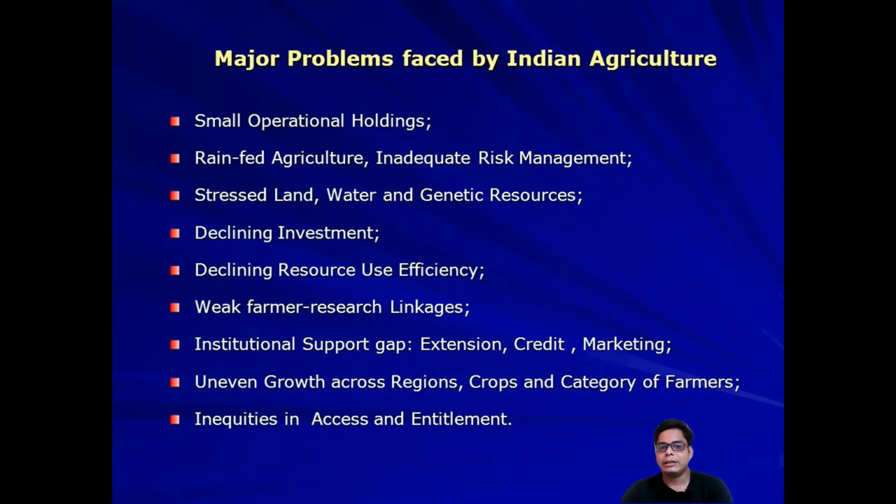Inequalities in access and entitlements. Some equipment and fertilizer cannot reach farmers at a lower price. If farmers get fertilizer and all types of agricultural equipment at a higher price, they will lose their interest in agriculture.